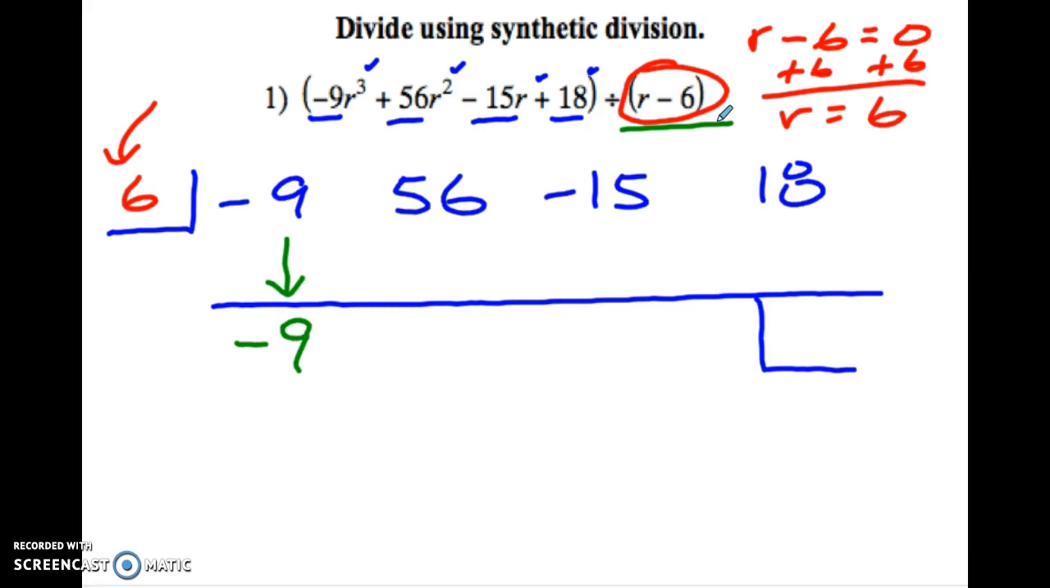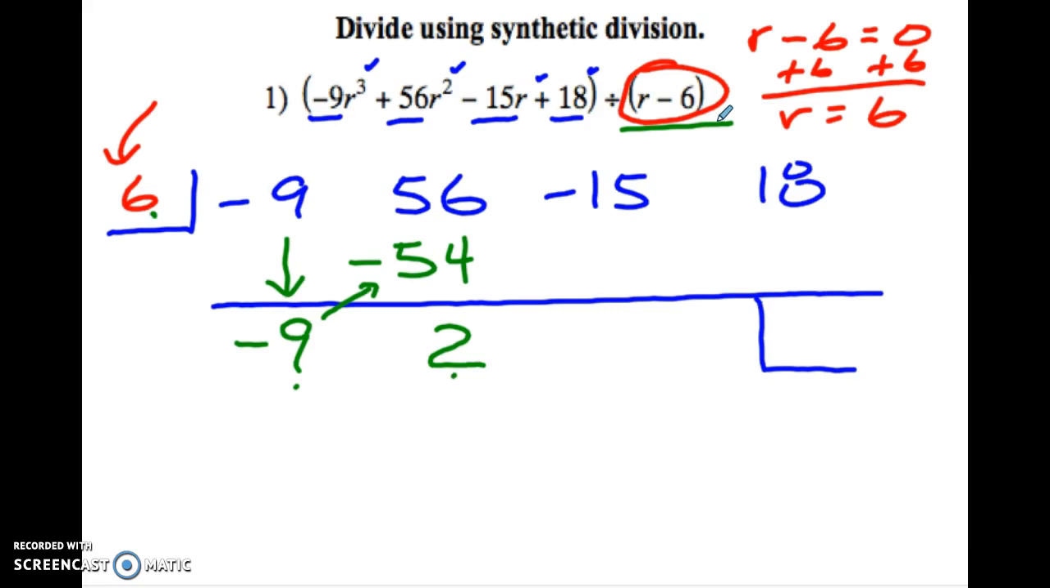All numbers on the bottom get multiplied by the number in the box. So the -9 gets multiplied by the 6. That should give us -54. That gets written in the next spot. We're going to kind of do this on diagonals. Then we do the math. 56 minus 54 should give us 2.